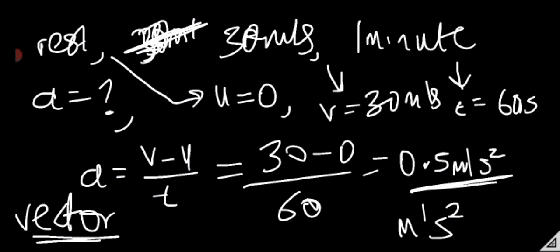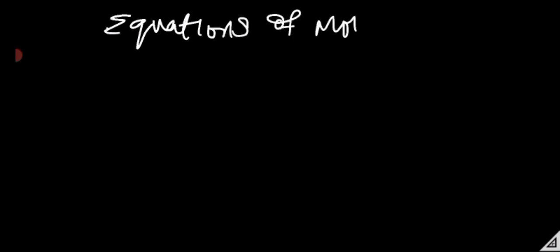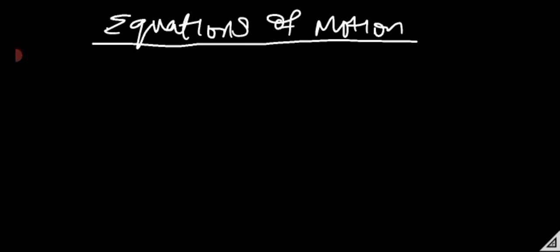So the next one we talk about, because we are doing revision, is called the equations of motion. In talking about the equations of motion, there are 4 equations of motion. For these 4, we concentrate on 3 because any question can be solved using the 3 equations of motion. So let's go into it.